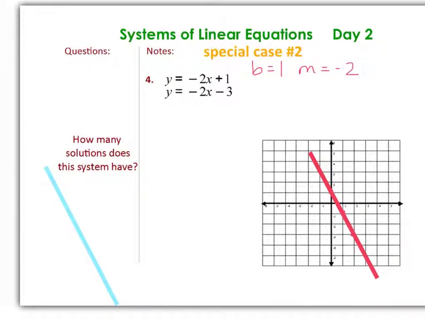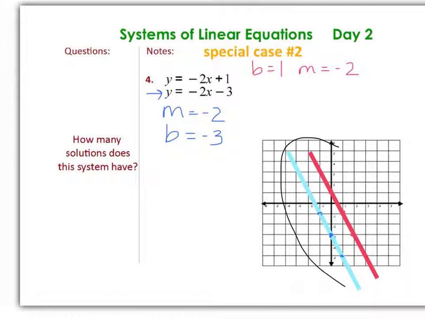Now my blue line is going to be this equation. My slope is -2 and my b is -3. So I begin down here at -3, down 2 over 1, or I could go up 2 to the left 1. Now when I put that blue line over my blue points and I look at this, do my lines ever intersect? No, they don't.